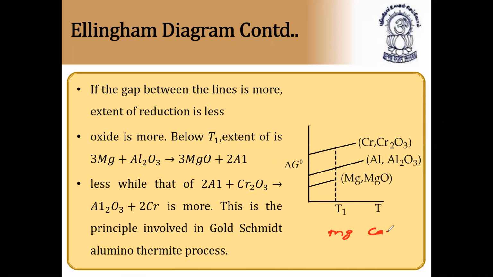Magnesium can displace aluminum from aluminum oxide at this temperature, where it is exactly meeting. So aluminum can displace chromium, and chromium cannot displace aluminum and magnesium. So the lower metals can displace the higher metals in the graph. Please understand this, very, very important.